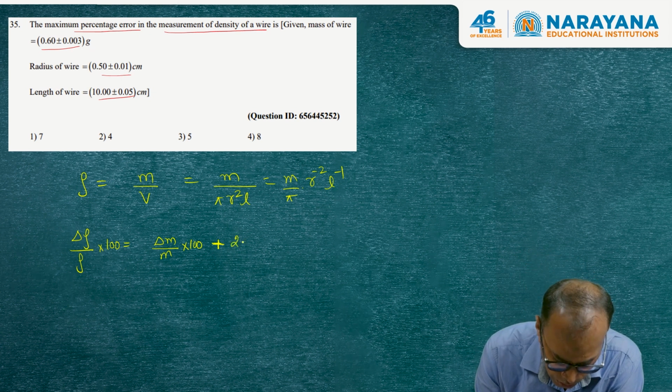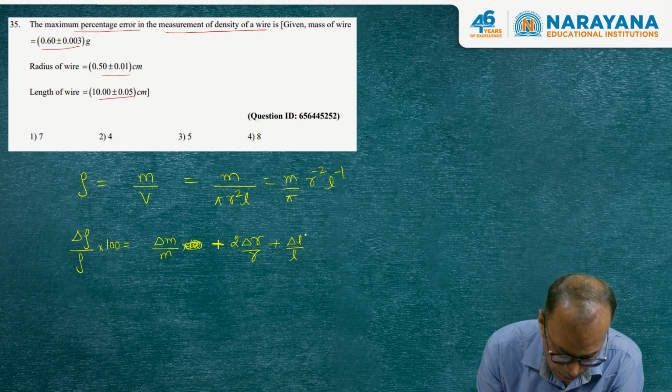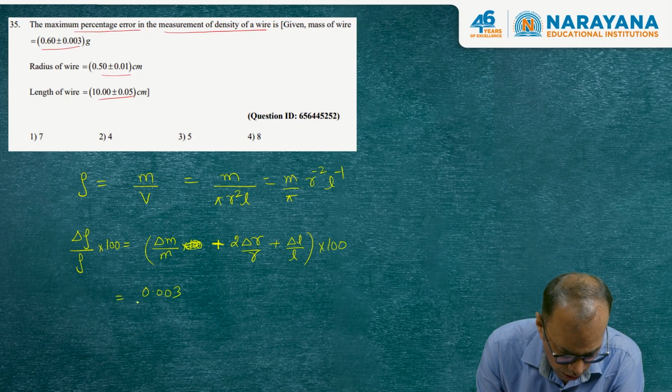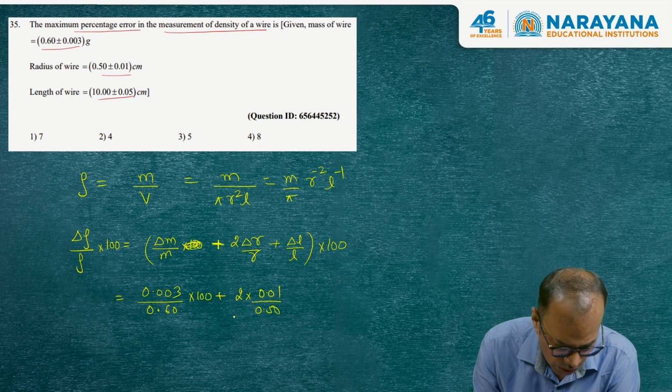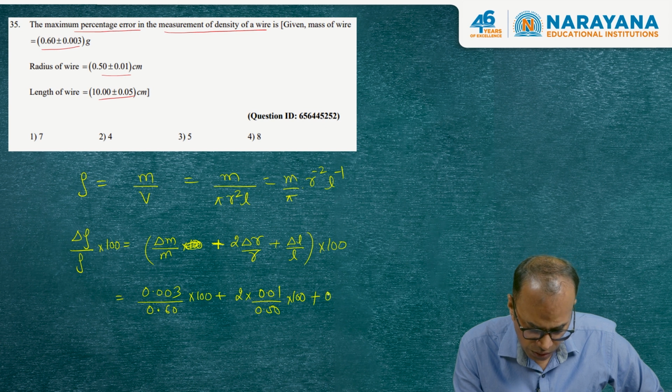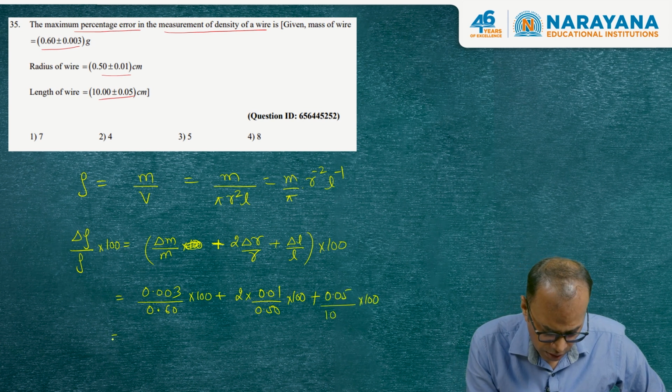You have to write plus 2 times delta r by r plus delta L by L. Okay, let's multiply with 100 to find the percentage error. So delta m is 0.003 divided by 0.60 multiplied by 100, plus 2 times delta r, which is 0.01 divided by 0.50, again into 100, plus 0.05 divided by 10, again multiplied by 100.